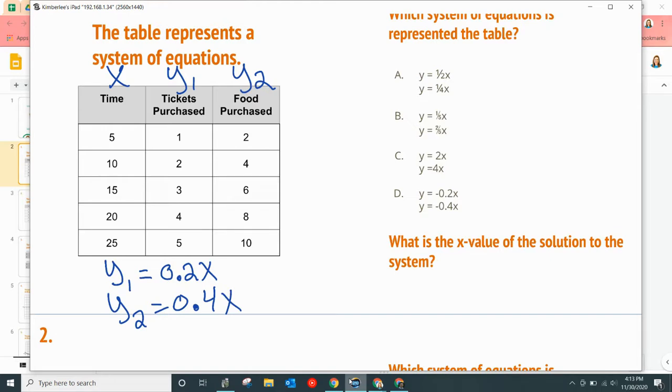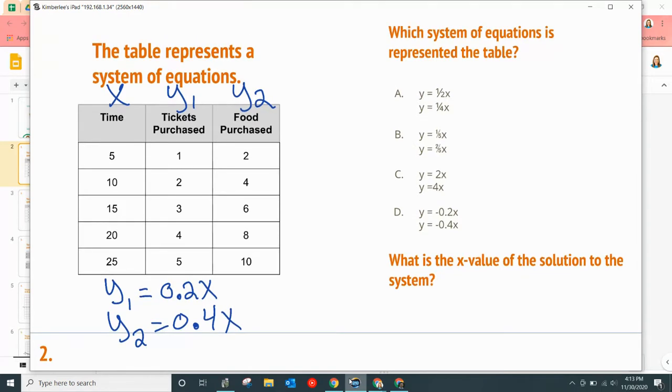Now I want to look over here on the right, and I want to see if there's any that match. Well, it looks like D matches, but I'm looking really closely at the signs, and I'm seeing that those have negative symbols in front of them. So it can't be D because the ones I got are positive. None of the other ones are decimals. I'm seeing fractions instead. Aha. So what I probably need to do is convert my decimals to fractions.